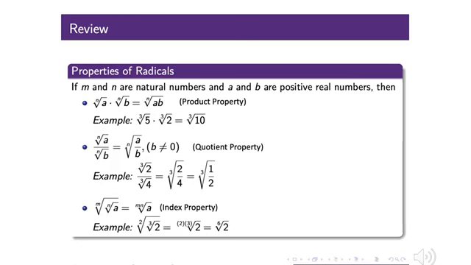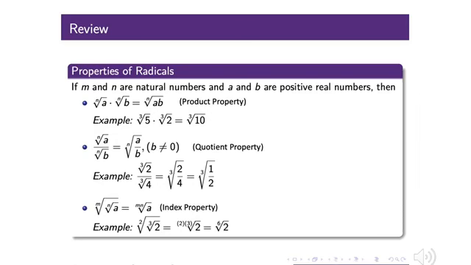Another property of the radical is the quotient property, which states that the nth root of A over the nth root of B can be expressed as the nth root of A over B. To illustrate the quotient property, we have the following example. The cube root of 2 over the cube root of 4 can be expressed as the cube root of 1/2.